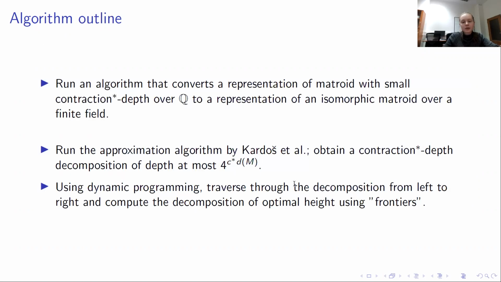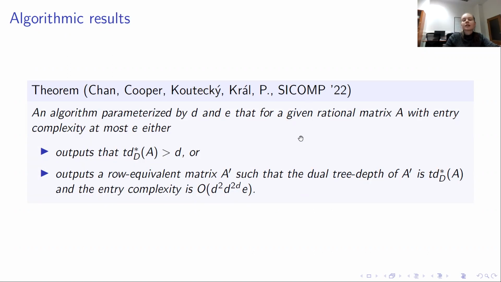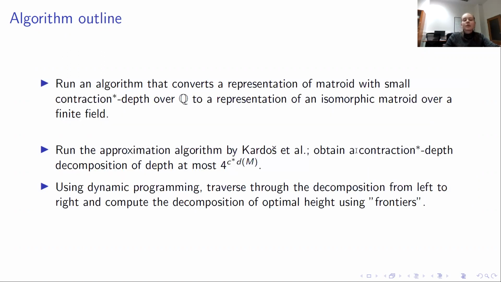So the core of the algorithm is computing the contraction start decomposition of F-represented matroids. But if you look at the theorem here, I mentioned that I would like the algorithm to work for rational matrices. So the first thing we do is, given a representation of a matroid over the rationals, we run an algorithm that outputs another representation of a matroid over some finite field, and it will hold that these two matroids will be isomorphic in the case that the matrix has small dual tree depth, or there exists a row equivalent matrix of small dual tree depth.